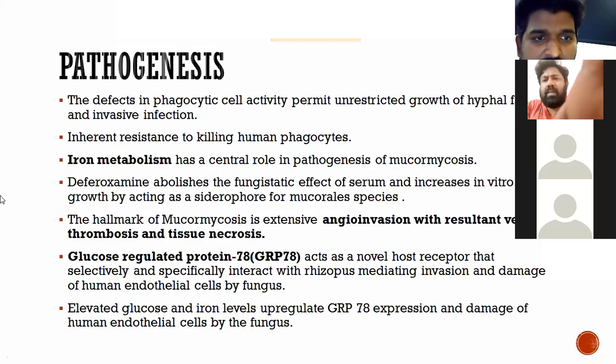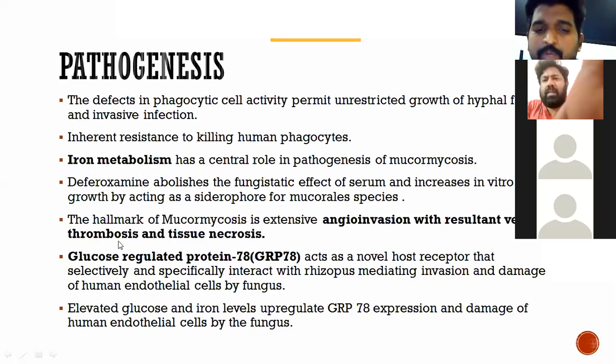You could see the fungus here. And other pathogenic mechanisms: you could see the defects in phagocytic cell activity, inherent resistance to killing by human phagocytes, and iron metabolism. I told you that patients who are iron overloaded and patients who use iron chelators have a central role in the pathogenesis of mucormycosis. Desferoxamine abolishes the fungistatic effect of serum and increases in vitro fungal growth.